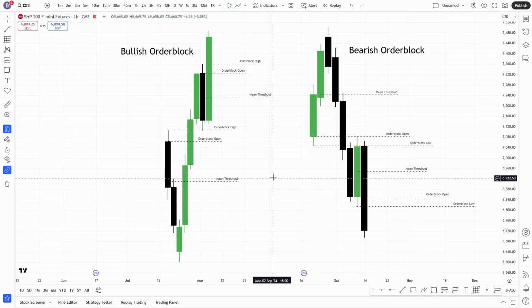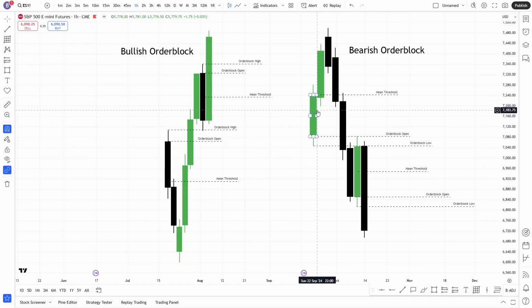So now I'm going to teach you guys about order blocks. There's 2 kinds of order blocks: a bullish order block and a bearish order block. An order block is when price is in an uptrend, we will respect down close candles. And when price is in a downtrend, we will respect up close candles.